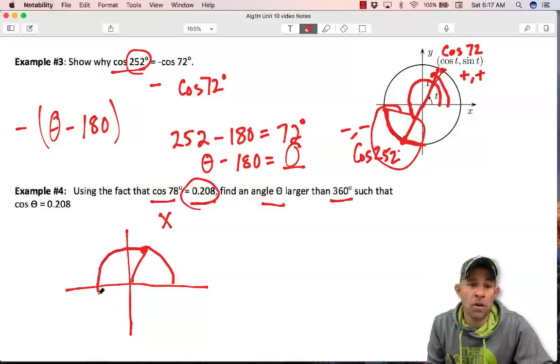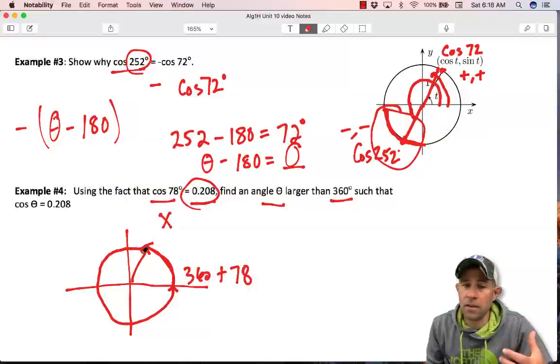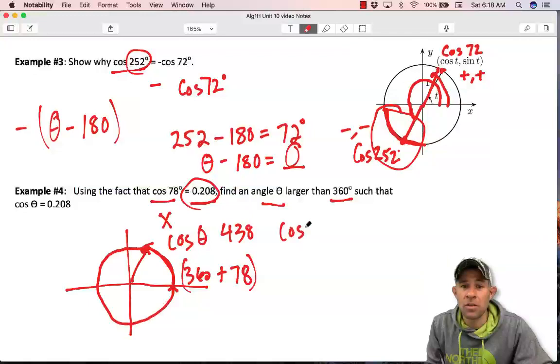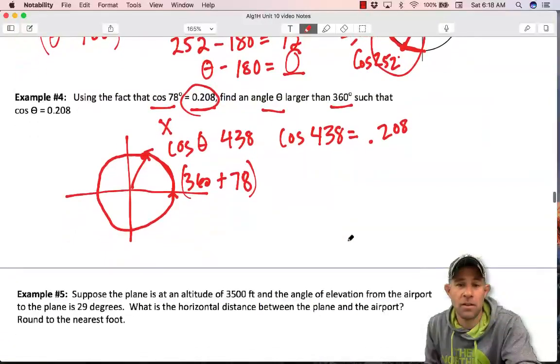So I'm going to have to come around one full complete turn. Here's 360 degrees. And then if I go an additional 78 degrees more, that's 360 plus 78, I will come back to that same point. In other words, the cosine of this angle, which is the sum of 360 plus 78, should also be equal to 0.208. So let's do that. Let's take 360, add our 78. When we add those together, we get 438 degrees. So we should say the cosine of 438 is also going to be equal to 0.208. You can confirm that on your graphing calculator.